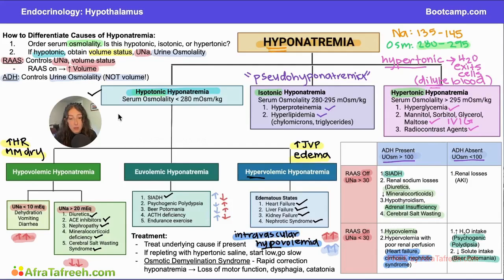Then you need to determine what is going on with our RAS and our ADH and which bucket we are in. If they're hypovolemic, you should be asking yourself, okay, is the RAS on or off?